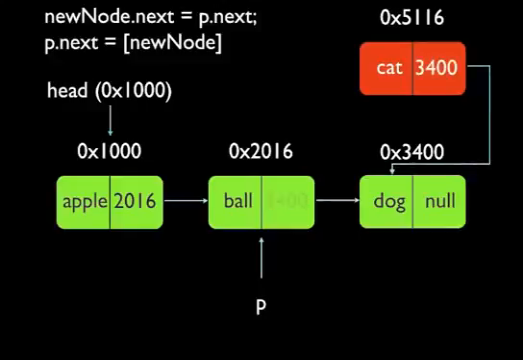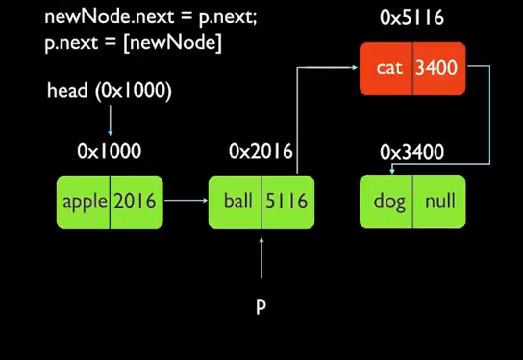Next, let's move P along the list by using the next field until we get to the node holding ball. Once we're here, we must do two things. The next pointer of cat must point to dog, and the next pointer of ball must point to cat. Remember, the order in which you do this is important. If you change the next pointer of ball before you've updated the next pointer of cat, then you lost the reference to dog, and effectively you've gone and broken the list. Okay, so that was easy.